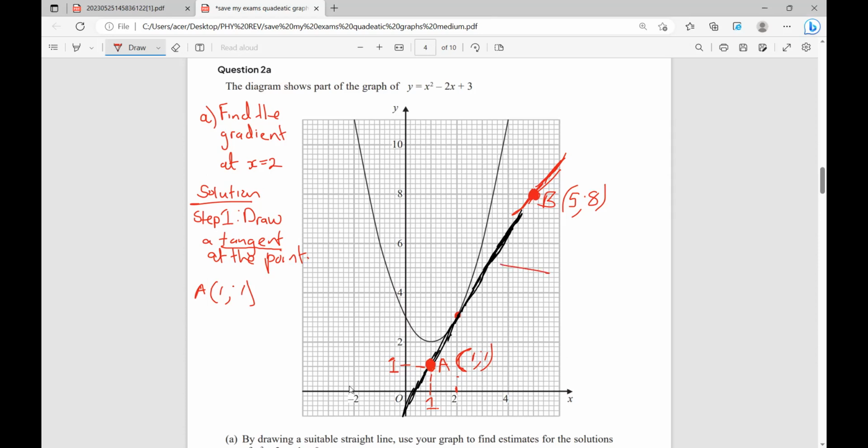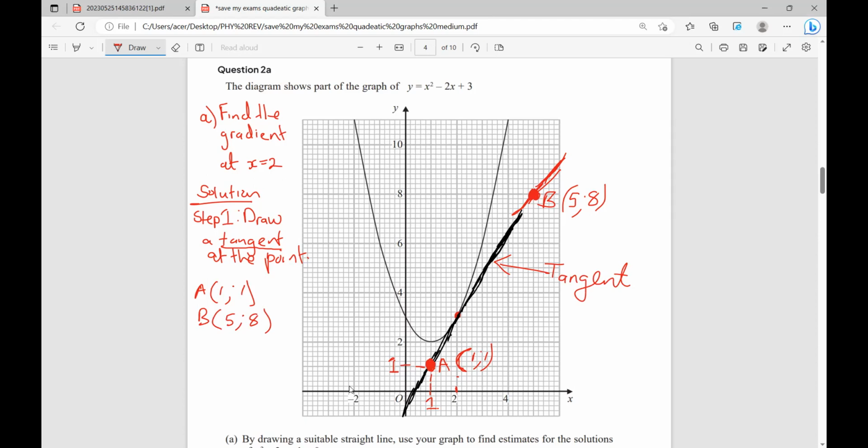So let me label this. This is a tangent. Are we together? So now we have B. It's 5 and 8. So now what we need to do is to use our formula.